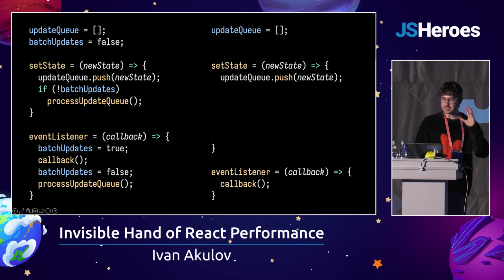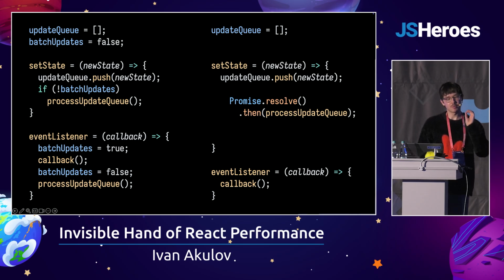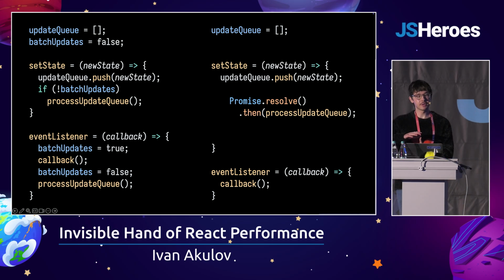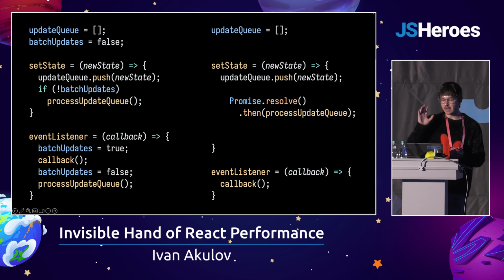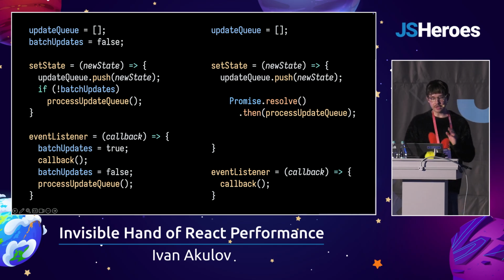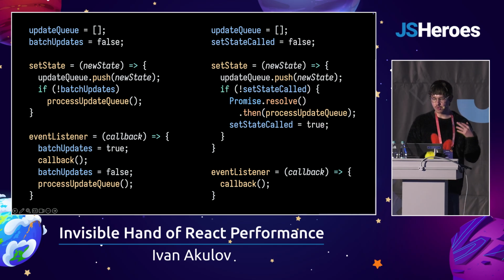Second, the process update queue function, this one, is still called, but in a very specific manner. Whenever you call setState, React executes Promise.resolve().then(processUpdateQueue). What this achieves is this runs process update queue, but not immediately, but rather at the end of the frame after all existing JavaScript. And finally, React ensures that it only calls process update queue once. If you call setState more than once, then process update queue will still be scheduled only once.